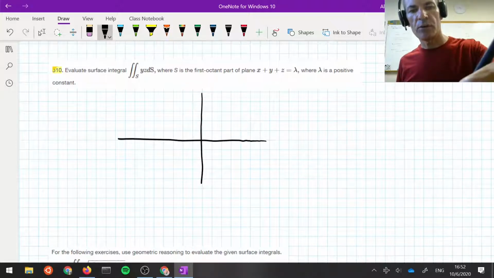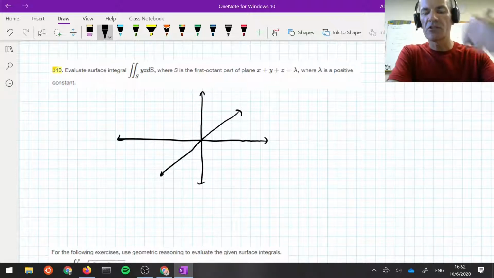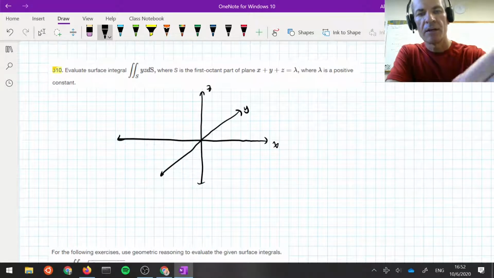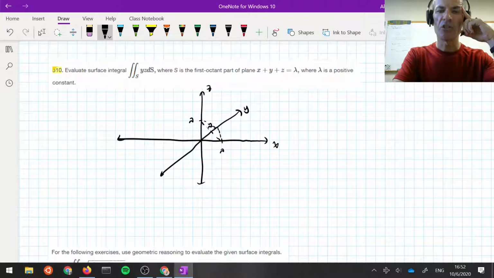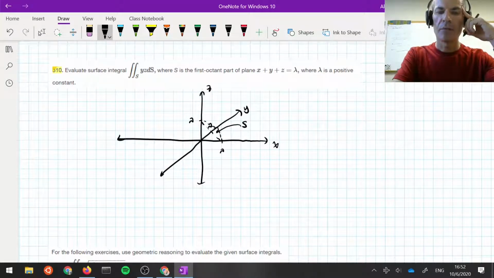Let's look at where this thing strikes each of the coordinate axes. So here's x, here's y, here's z. We can see that this is going to strike the x-axis at lambda, the y-axis at lambda, and the z-axis at lambda. And if we connect the dots, we get this little tetrahedral kind of volume, and then the surface that we're interested in is the top. There's S.